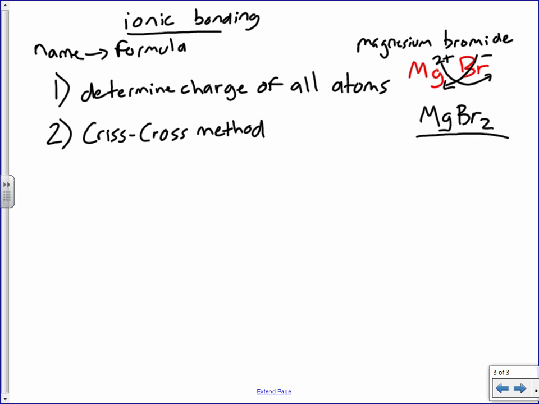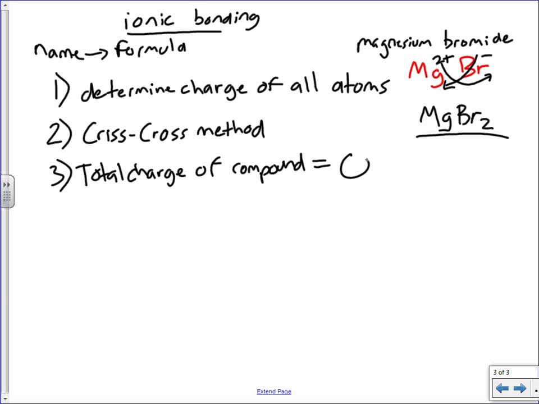Okay? The really important thing is to check your work. The total charge of the compound, and I've already mentioned this, has to equal 0. This is really important. Total charge of the compound has to equal 0. So we can check it. Br2. Br has a 1- since there's 2 of them, it's a 2-. Magnesium's a 2+. We're good there.